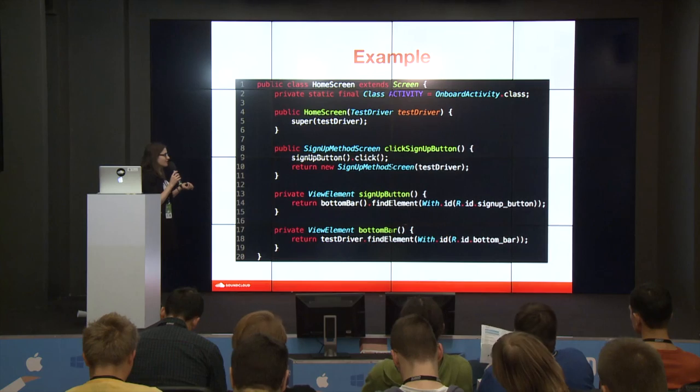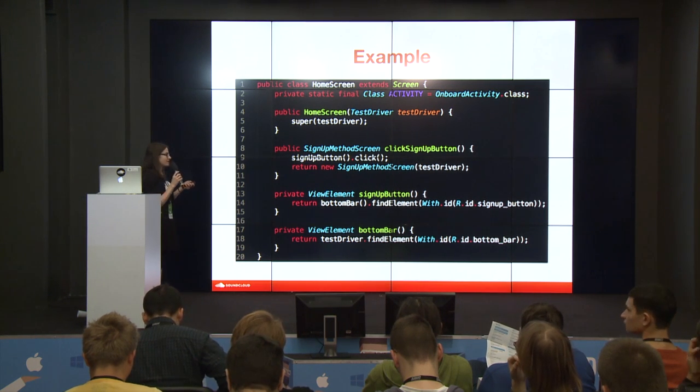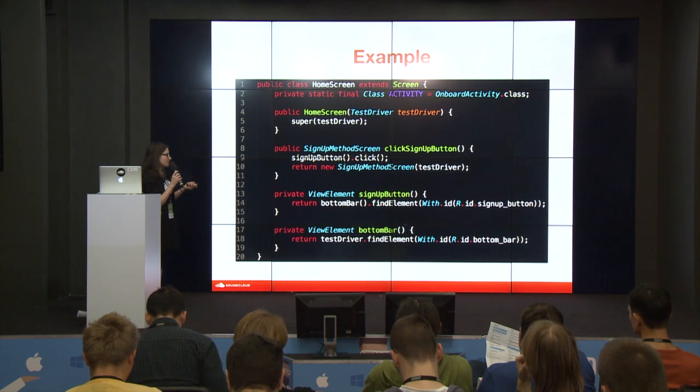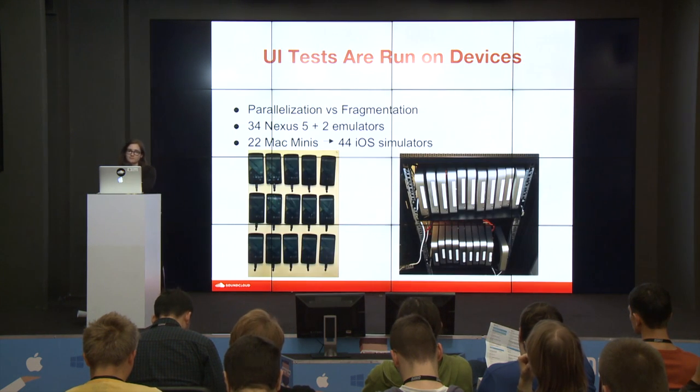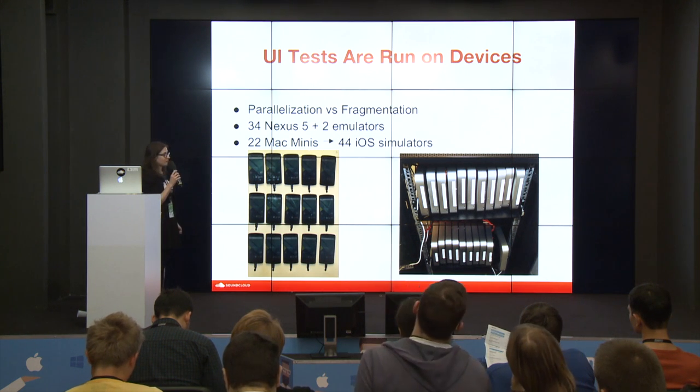At the bottom, you can see that we have a private method that finds the bottom bar based off of its ID. Then from that view element, we can search for the sign up button based on its ID. Then we have a method called click sign up button that finds the button you're looking for, clicks it, and then returns a new instance of the sign up screen page object model. So that's a brief overview of how we build the acceptance tests.